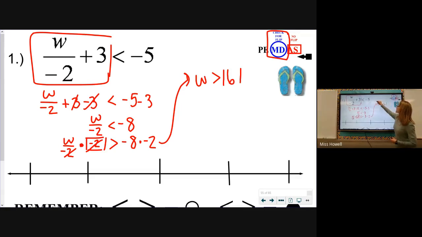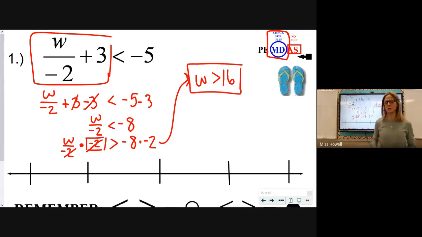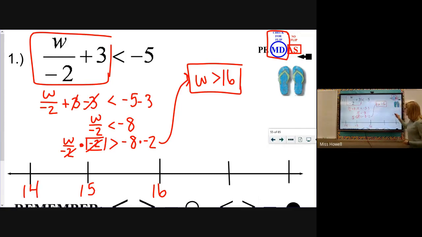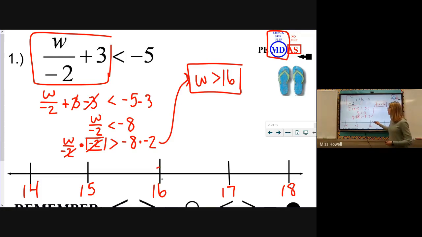16. Since there's an infinite amount of solutions, we're going to make a picture version of all those solutions. So 16 in the middle, 15 and 14 getting smaller. Make sure you're numbering your number line correctly. You're not just filling in random numbers there. As we go left, we get smaller. As we go right, we're getting bigger. Open circle at 16, and we should be shading things greater than 17, 18, 19, 20, 21, and so on until we get to positive infinity.